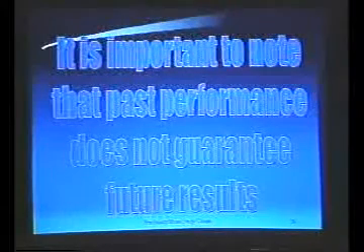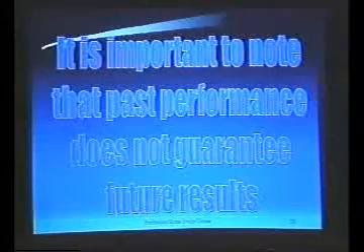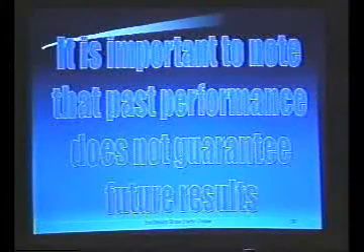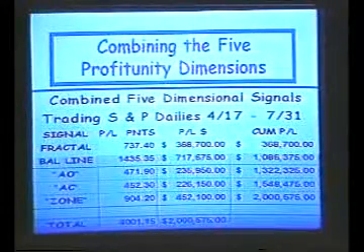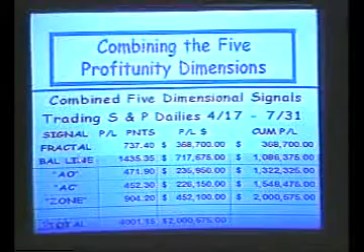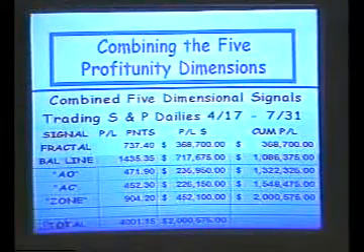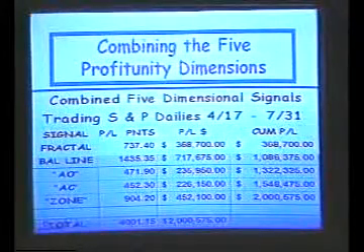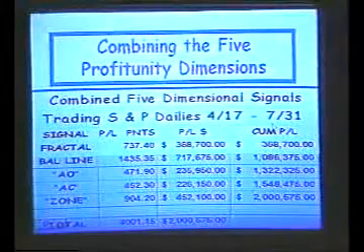So it's important that we put this statement in broad print so you can see it very clearly. It is important to note that past performance does not guarantee future results, but let's examine that past performance a little bit more closely from a statistical point of view. Let's look at combining these 5 dimensions. When you combine the 5 dimensions, which are the fractal, the balanced line, the AO, the AC, and the zone trades, you get in excess of $2 million, including slippage. And that's from April the 17th through July the 31st.